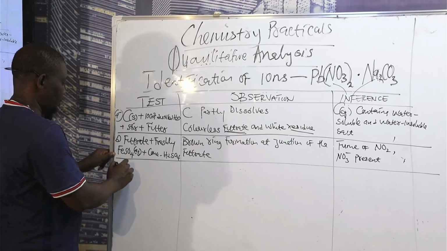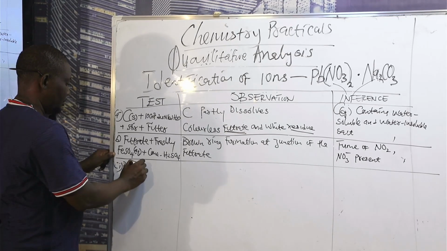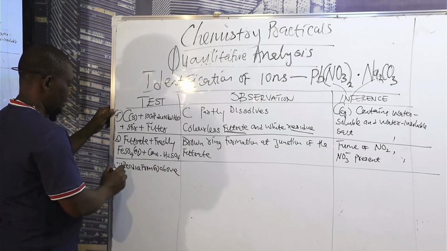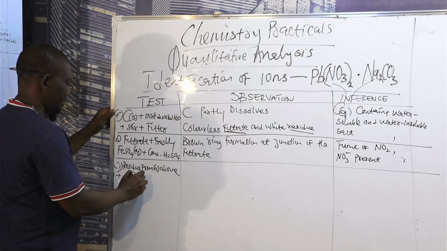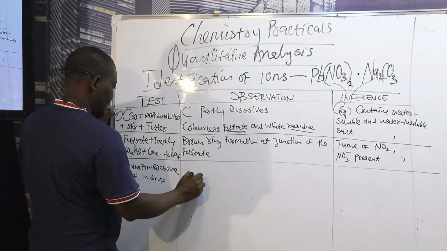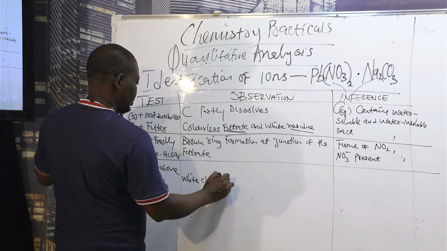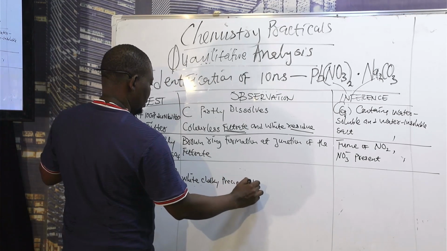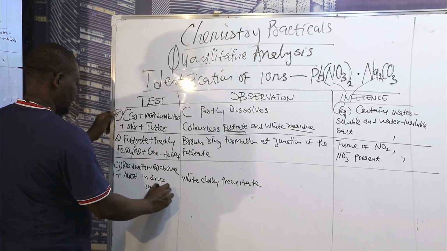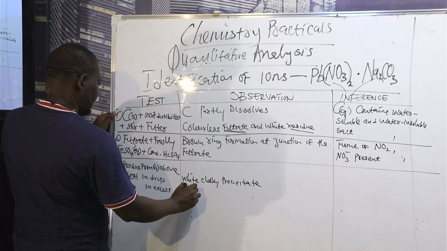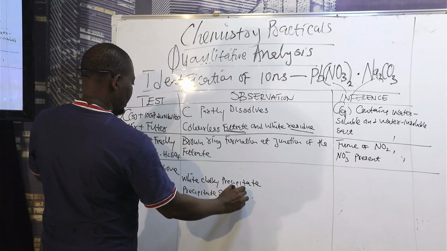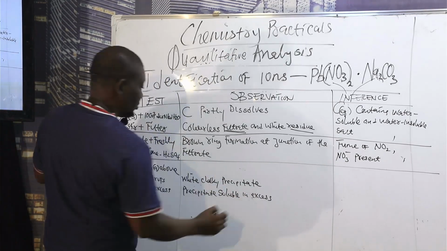But it will be on this note. The first C you work with is residue from this number, from A above. This is where you got it, plus NaOH. What happened in drops? In drops, you have white chalky precipitates. Then what happened in excess? In excess, precipitates soluble in excess. You have to be very brief and straight to point.